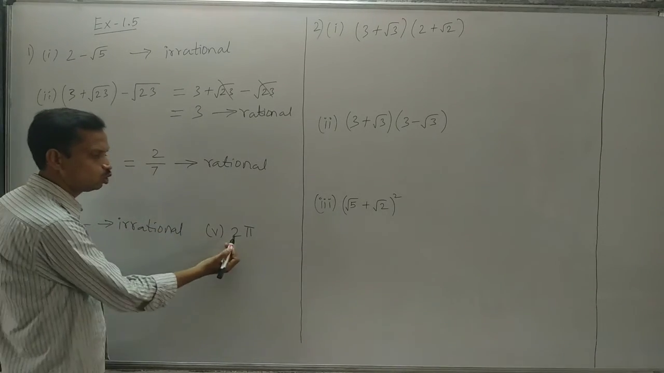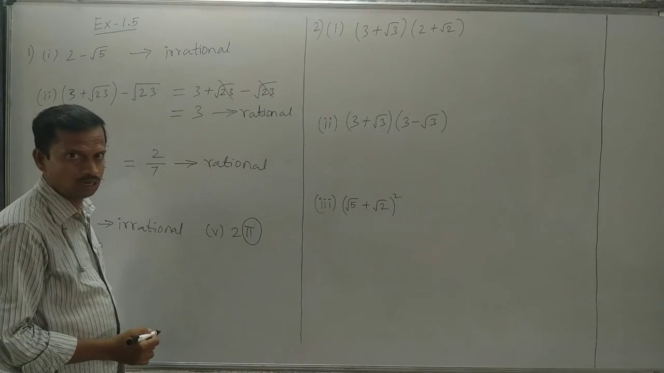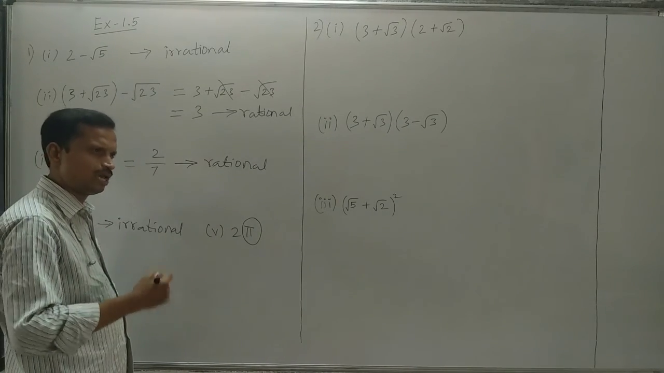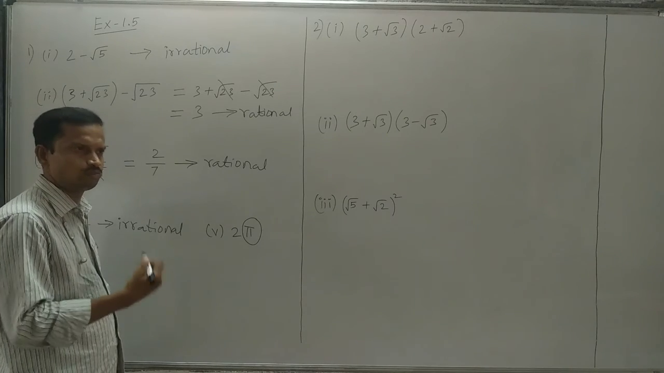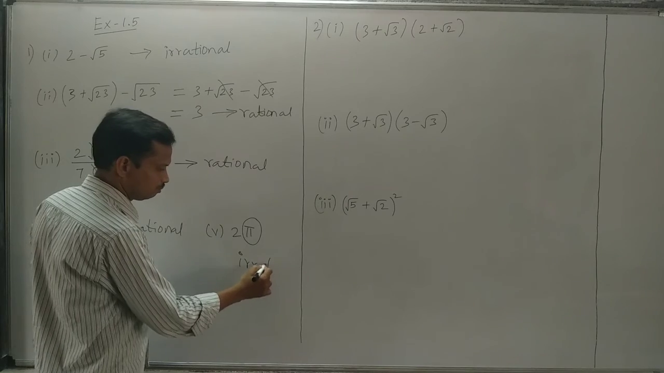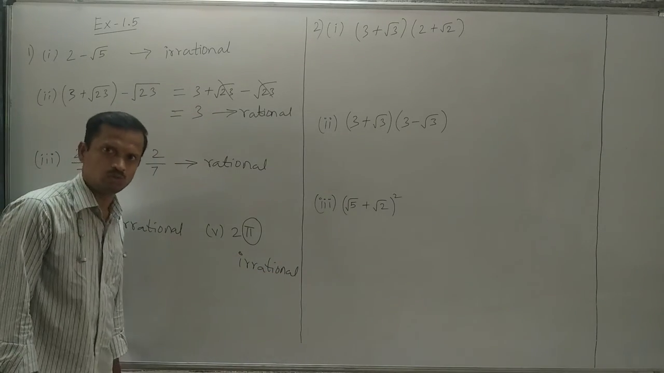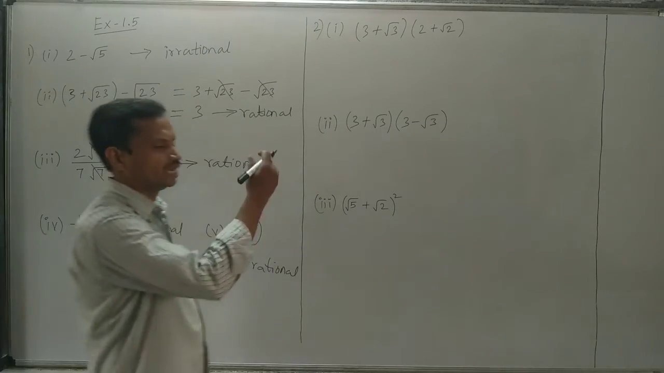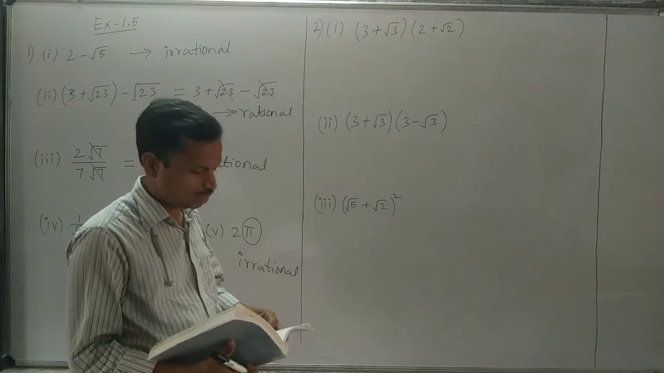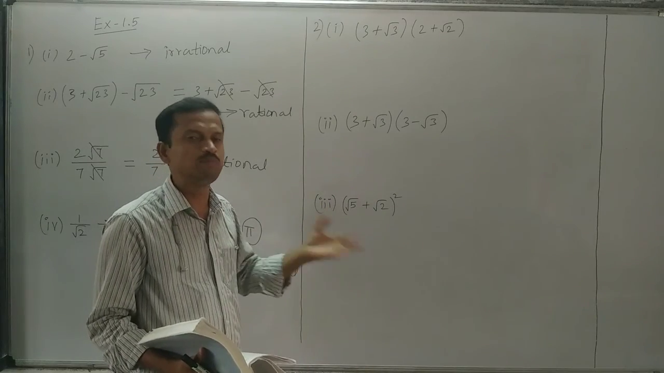And now coming to 2 pi. You know pi itself is an irrational number. So if you multiply 2 with pi, definitely you get an irrational number. Is it clear to you? And now coming to the second question. They are asking to simplify. Some expressions are given and we have to simplify them.